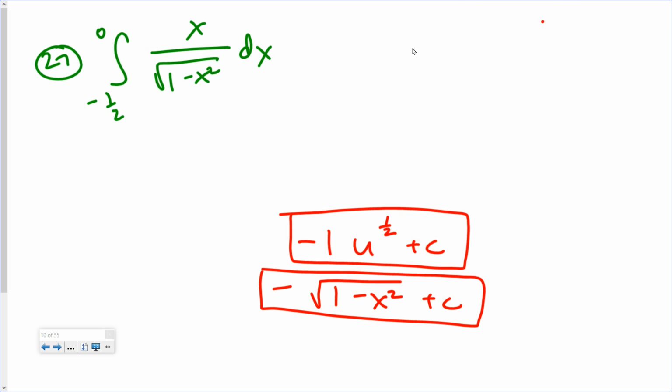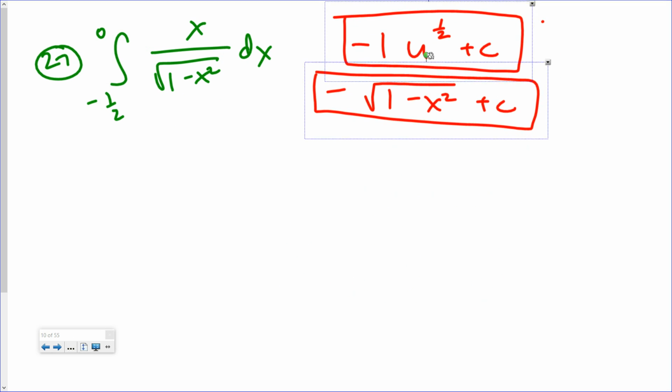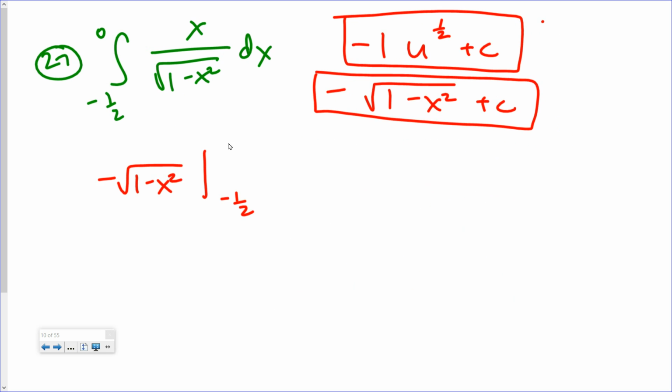All right, what I'm going to do now is I've got the antiderivative, so here it is. And what you do is you copy the antiderivative, whatever your answer is, and you put a bar, and then you just put your limits in. Is everybody good with that? Okay? So remember, the first fundamental theorem of calculus says that this is F of 0, the antiderivative plug in 0, minus the antiderivative plug in -1/2.